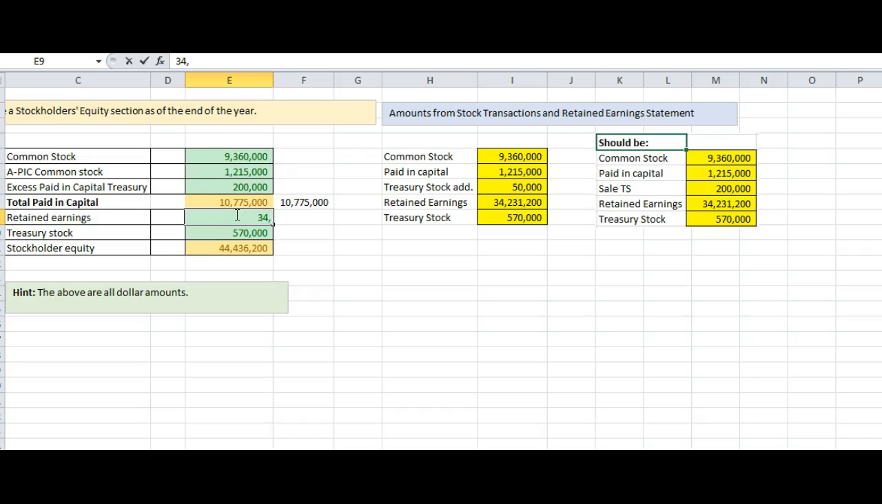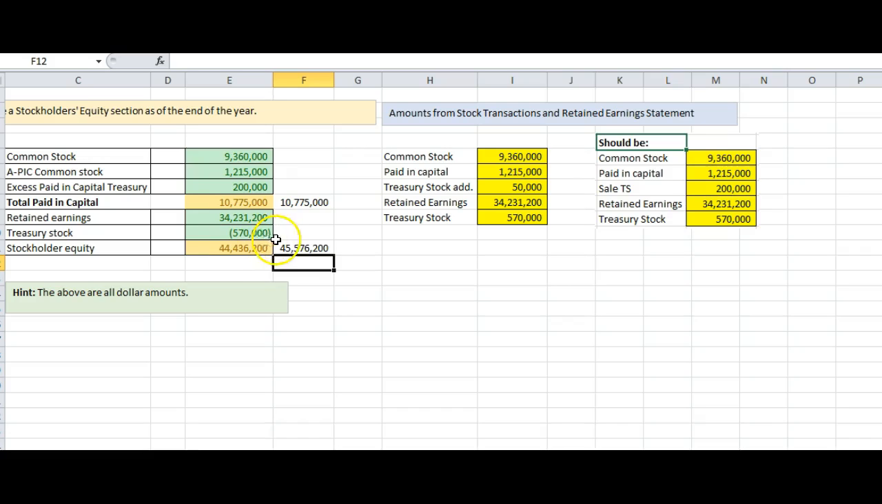Got that. Now our retained earnings is 34,231,200. And treasury stock has to be deducted. I just put a negative number in front of that, so I knew that. And so now I have to add this up, and it should come up to that final figure I have there. We're hoping, right? And it does, and it doesn't.